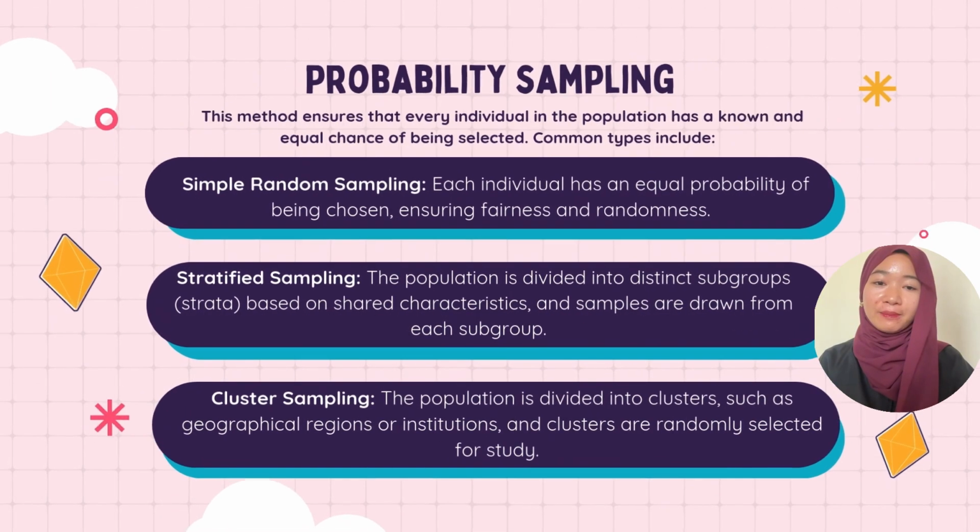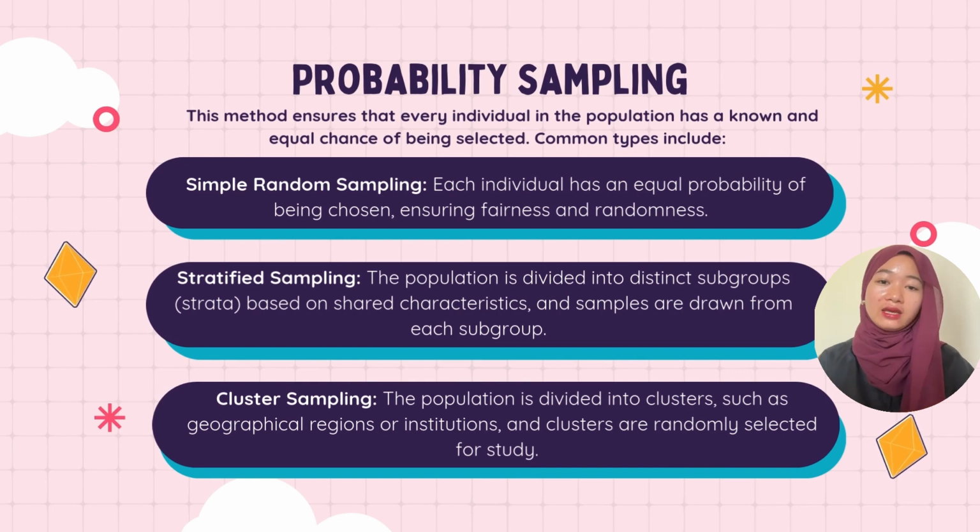First, probability sampling. This technique gives every individual in the population an equal chance of being selected. In simple random sampling, every individual is selected randomly without any specific criteria.